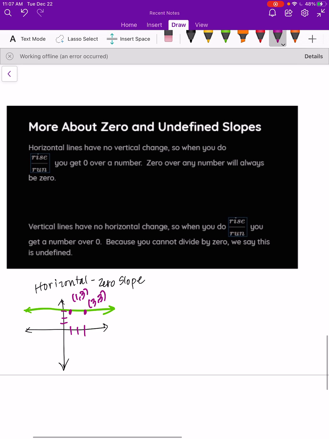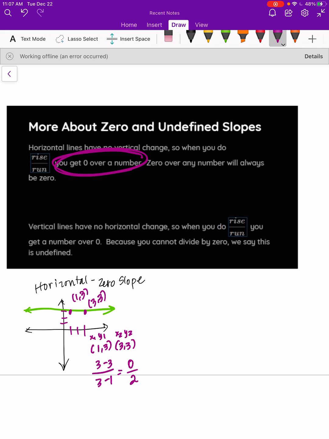When we do slope from 2 points, which is next, I probably shouldn't have done this yet, but I want to make sure you understand what happens when you have this. If I were going to do my slope from 2 points, my 2 points would be 1, 3 and 3, 3. You're going to do 3 minus 3 over 3 minus 1, and you'll understand that in a second. So 3 minus 3 is 0 and 3 minus 1 is 2. Just like it said, you will get 0 over a number, and 0 over a number will always be 0.